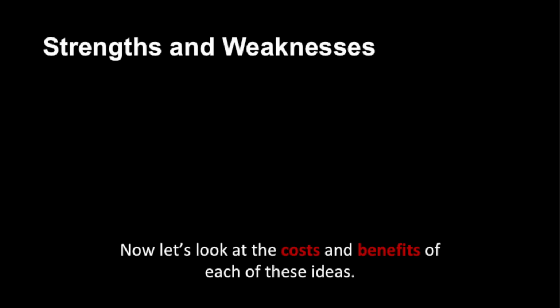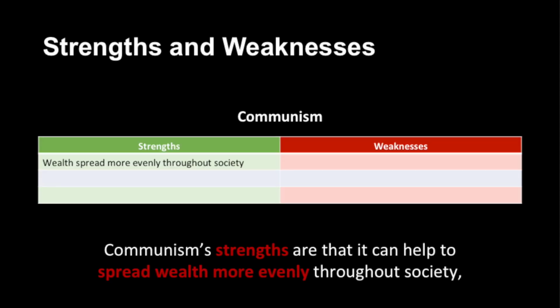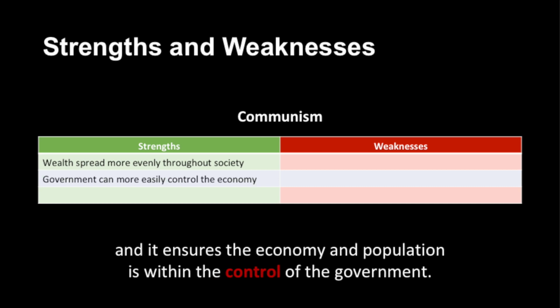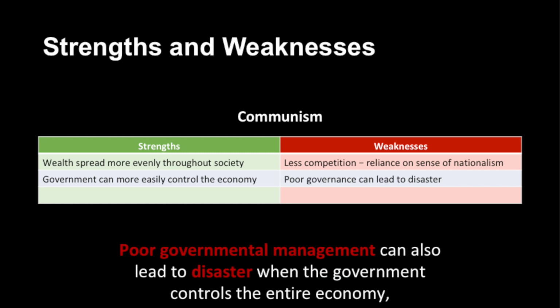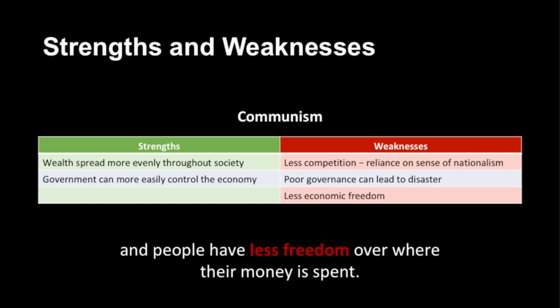Now let's look at the costs and benefits of each of these ideas. Communism's strengths are that it can help to spread wealth more evenly throughout society, and it ensures the economy and population is within the control of the government. However, communism relies on nationalism to motivate people, since jobs are given and there is no competition between businesses. Poor governmental management can also lead to disaster, when the government controls the entire economy, and people have less freedom over where their money is spent.